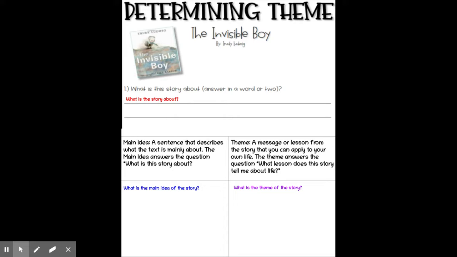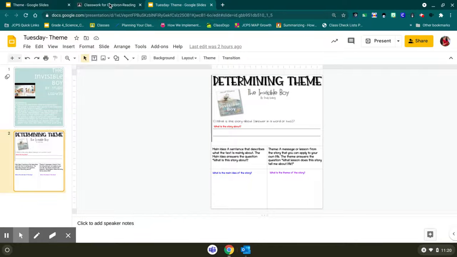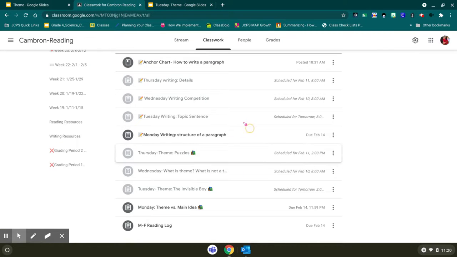And remember that your theme, you can have more than one theme, so you could have multiple sentences in both of these answers. When you are done, make sure you click mark as done or submit, whatever option it gives you.